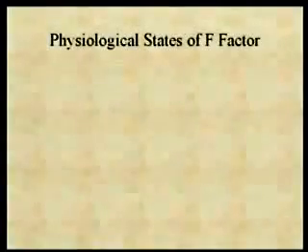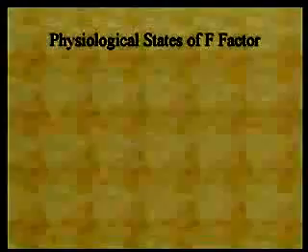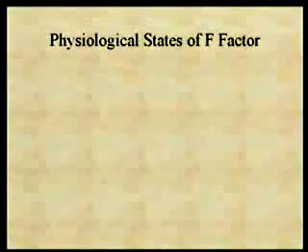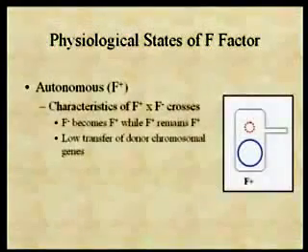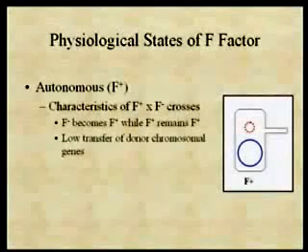All right. Now, that F factor can exist within the donor cells in three different forms. What we want to do is talk about the three different ways that F factor can exist in the donor cell, and describe the characteristics of crosses between donors and recipients when F exists in that state. Then we're going to go back and talk about the mechanism and see how the mechanisms of conjugation explain these various characteristics. So the first way the F factor can exist is autonomously.